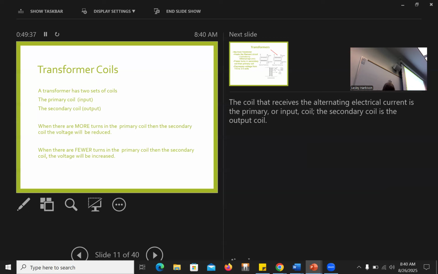So the transformer is just like a box, maybe with thicker sides, and then we have the primary coil. This is just a metal coil around an iron core. If there are more turns in the primary coil than the secondary coil, the voltage is going to be reduced. So fewer turns.